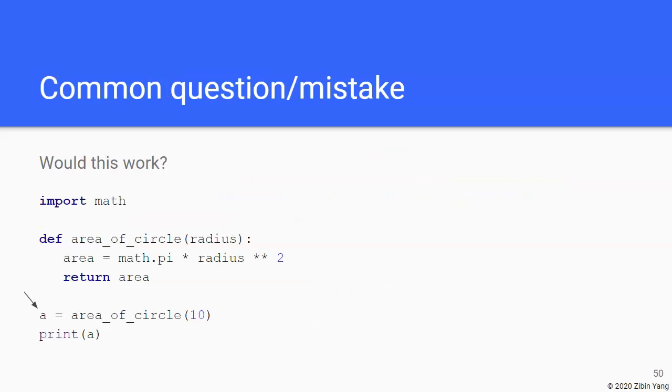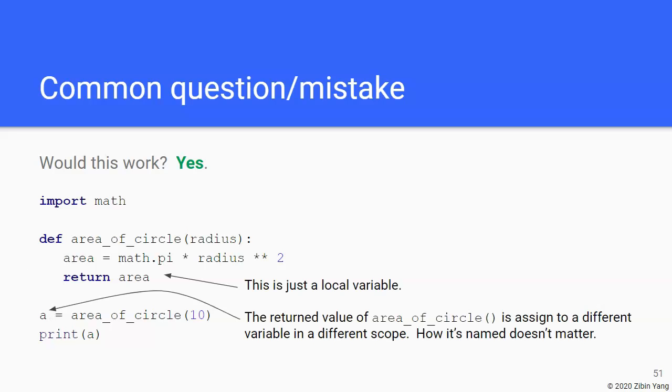So you might want to ask then, what happens if, when we return the value from the area of a circle function call, we don't assign it to a variable named area? We assign it instead to a variable with a different name, say A, even though again A is not a good name, but just for demonstration purposes, it's a different name from the area variable inside the function. Would this still work? Well, the answer is yes, it would work.